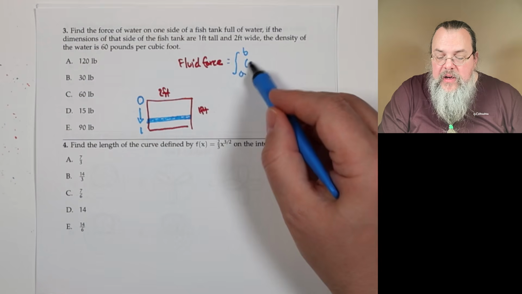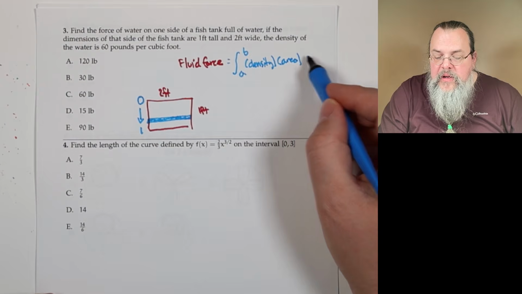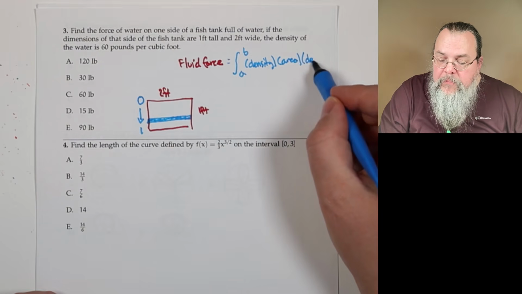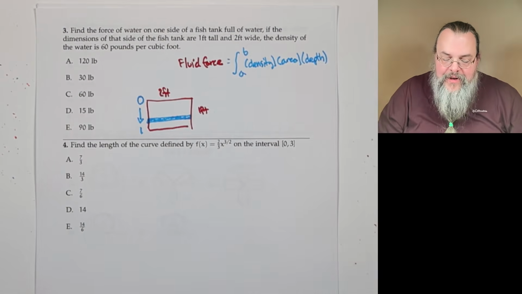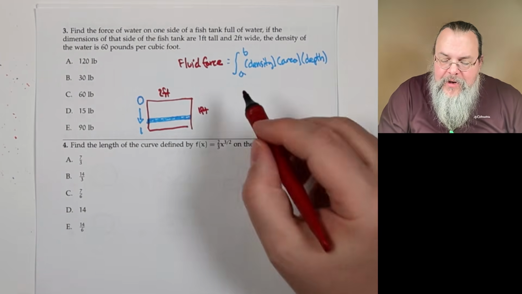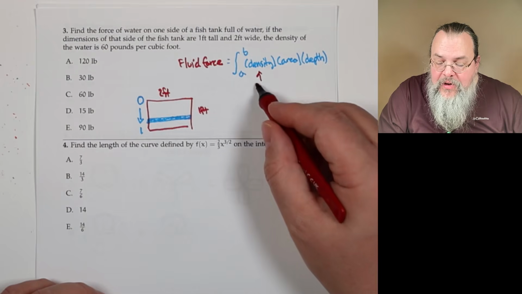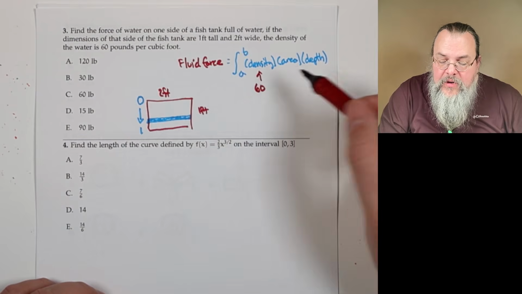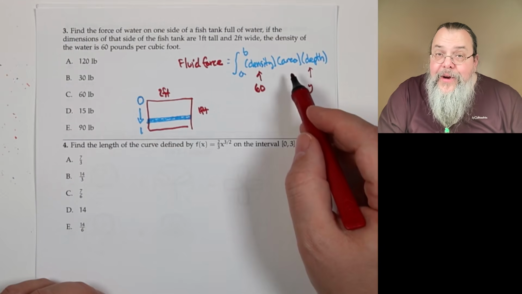So the fluid force, what we do is we're going to add up, start to stop. It's going to be our density times our area times our depth. Those are the 3 things: density, area, and depth. Now, I think I got them slightly out of order, but that's okay. We know our density is a constant, 60. Great. Our depth, well, that's how far down we are. So let's call this y, because it's a vertical thing. Now, what's our area?